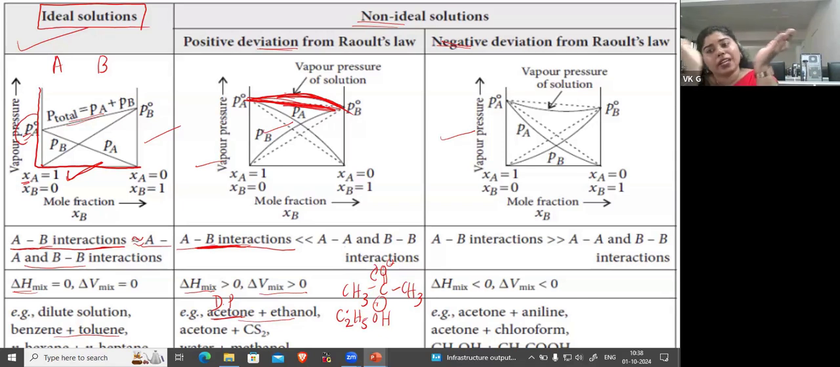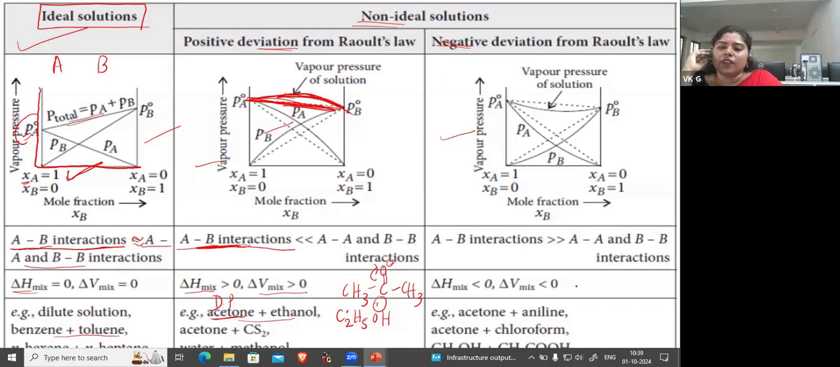They are undergoing repulsion. Initially their interaction was strong. That's why they are not trying to mix with each other or form a type of bonding which can make it negative deviation. That is very important. You need to know that forces after mixing will be weaker than before mixing. That's all.